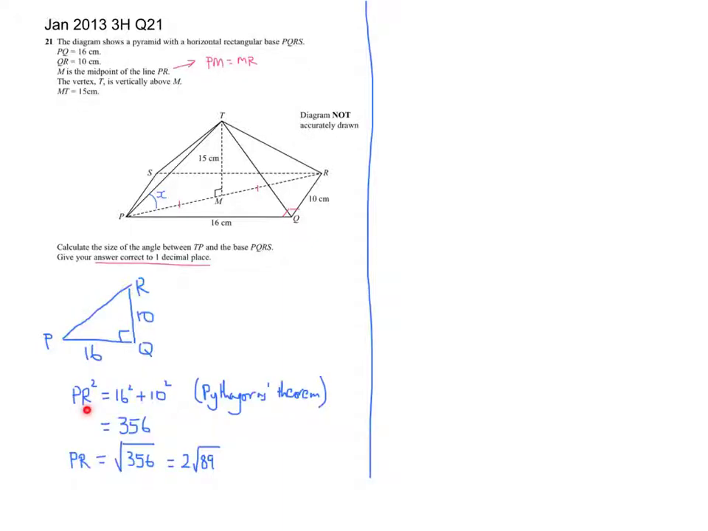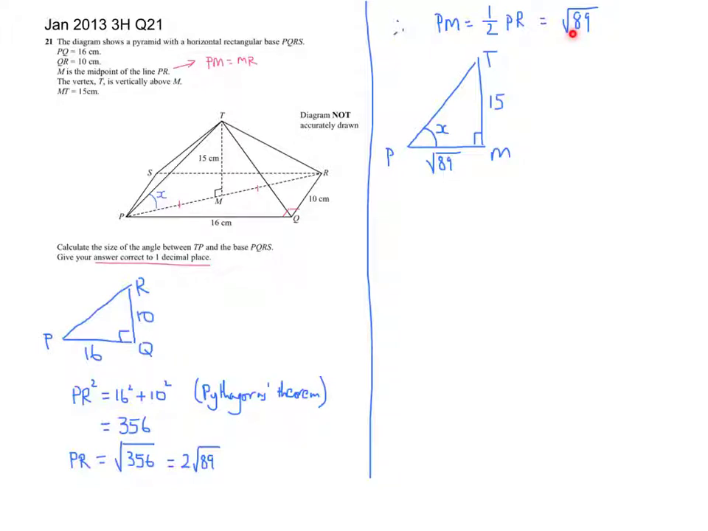So PR squared is 16 squared plus 10 squared by Pythagoras' theorem, so that's 356. PR is then the square root of that, and I put it in the calculator, and it helpfully gives me 2 root 89. So that's what PR is. Back on my original diagram, that length there, PR, is 2 root 89. So PM is going to be half of that, which is just root 89.